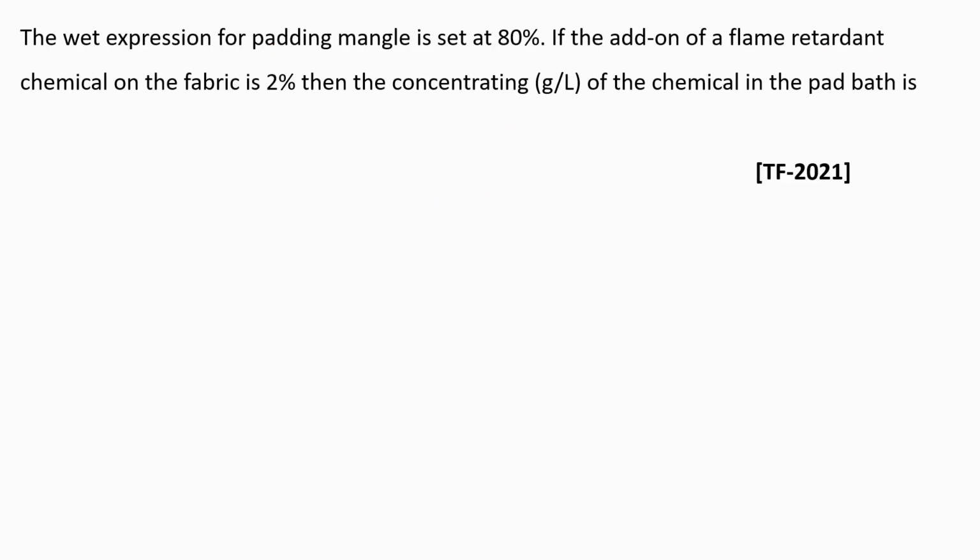So this question is from the textile chemical processing part. It is also a 1 mark NET question. It says that the wet expression for a padding mangle is set at 80%. If the add-on of a flame retardant chemical on the fabric is 2%, then the concentration in gram per liter of the chemical in the pad bath is.